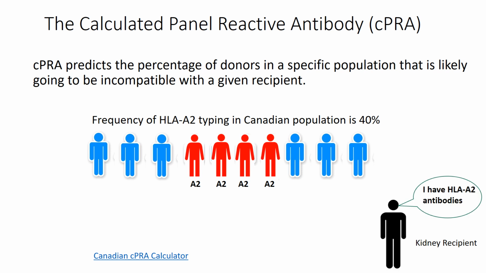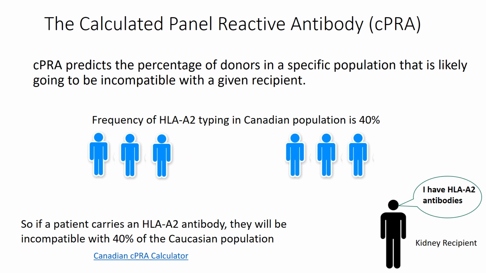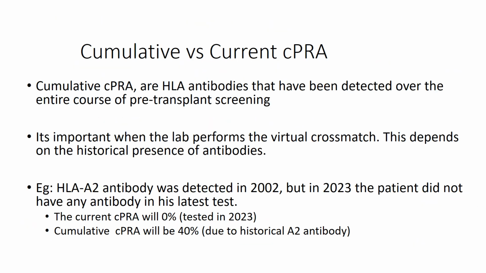Now, if we have a patient who has an HLA-A2 antibody, then they will be incompatible with 40% of this Caucasian population, because their cross-match will be positive. So based on the example that I just mentioned, this patient will have a calculated CPRA of 40%, because he will react to 40% of the population.